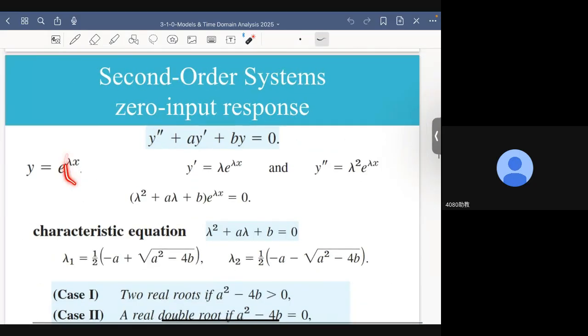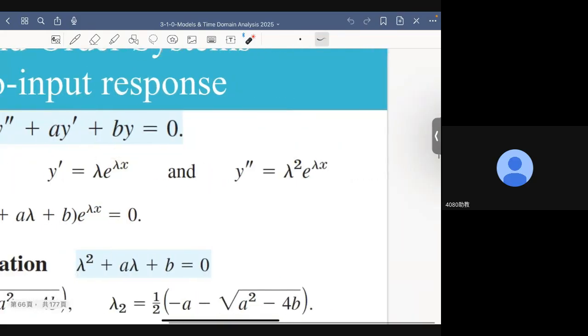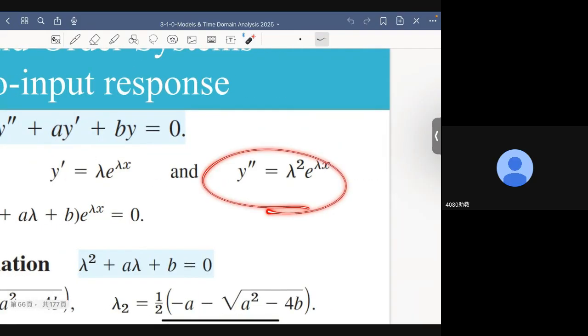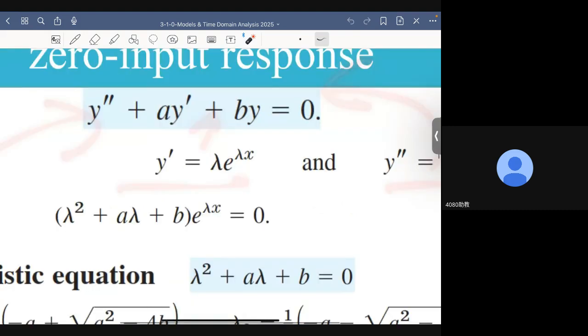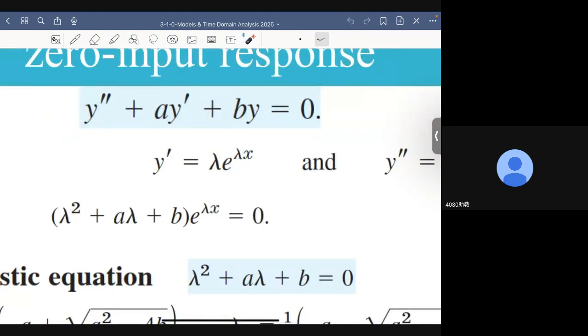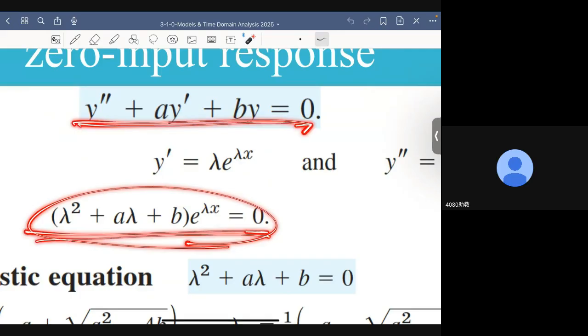Now, to determine the eigenvalue, what we need to do is substitute such a representation into this differential equation. Therefore, we need to know what y dot is. We need to know what y double dot is, okay? And we plug them all into these differential equations. It has been shown before in this class that these differential equations will be converted into this algebra equation.